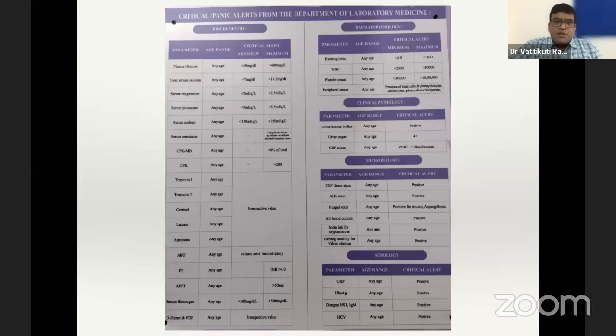This is a critical alert value which is being put across. Most of the hospitals do have their own critical values. This is from our hospital, where this is displayed in the ICU. Whenever the lab value goes above or below, or some test, irrespective of the value, is positive, you have to alert the physician. So this is the critical alert laboratory parameters which is being displayed.